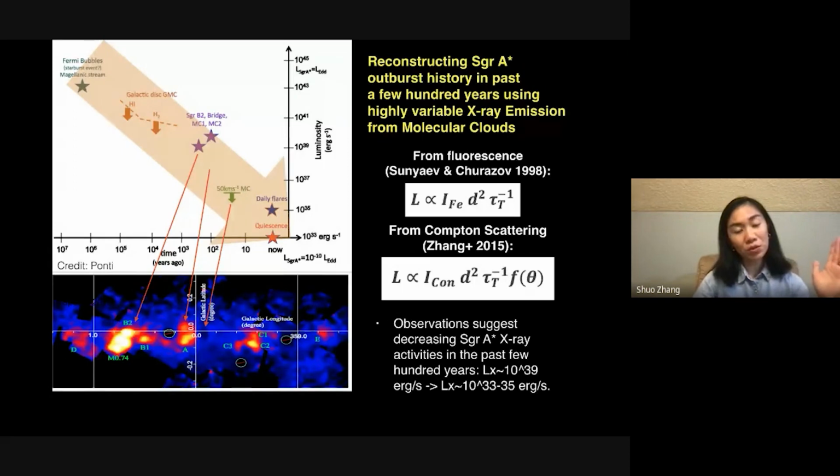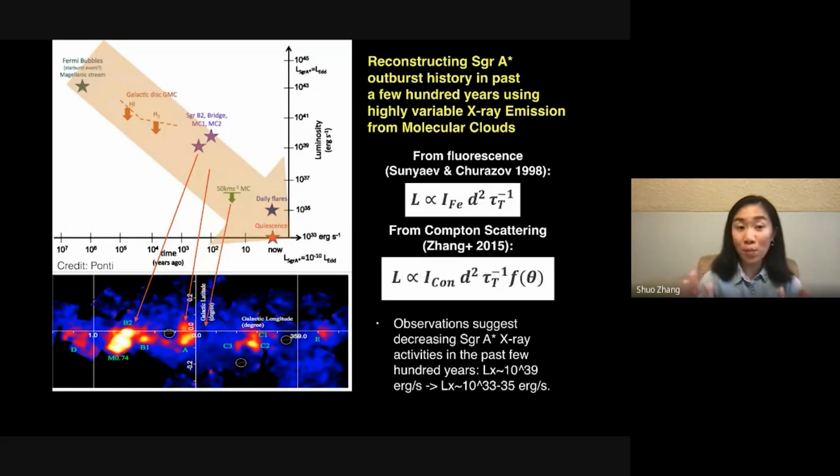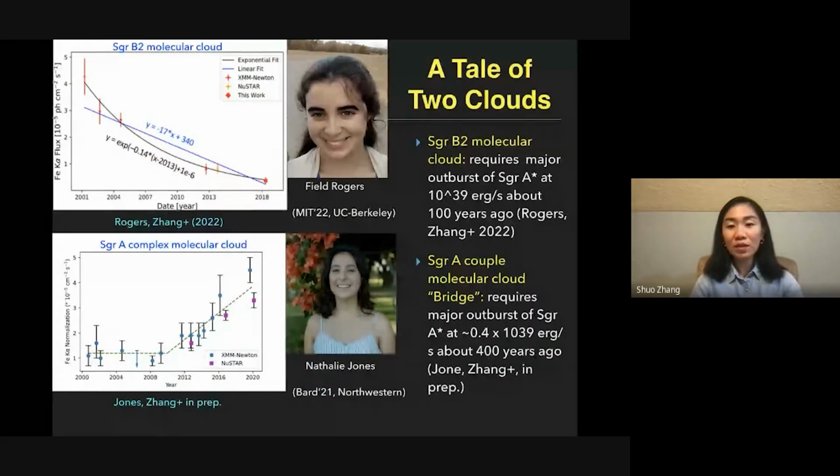So it seems to be in a stage where Sagittarius is dimming down, becoming less and less active over the past few million years. But that's one possibility. There are also other scenarios. This is a very interesting trend that astronomers want to prove or gain more evidence to support. So lastly, I promise we are almost done.